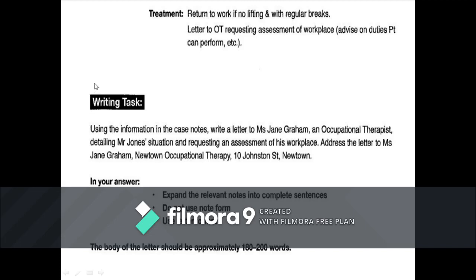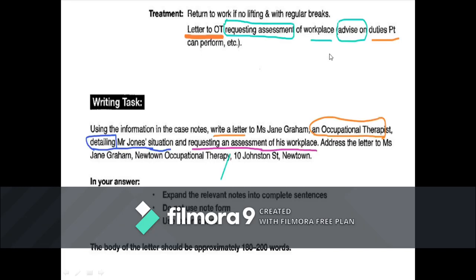After reading the writing task, I have told you multiple times that you should move above the writing task and read the plan of that visit. Here a treatment plan is given: return to work if no lifting or with regular breaks. So the plan says the patient can return to his work if there is no weightlifting and there are regular breaks. Secondly, a letter to the occupational therapist requesting a workplace assessment, the same thing given in the writing task. And there is another important thing: you also want advice on duties that the patient can perform.